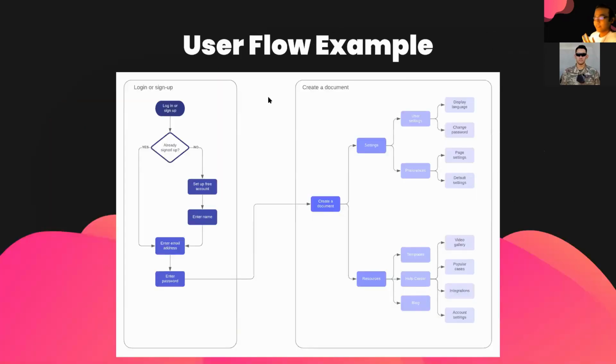And you can see here, this is a nice user flow example where on the left, you see the user, they come in with the sign in, and the arrows indicate which direction you will go after you are at the current component. So you see from login or sign up, you go to already signed up. And from there, you either go to enter email address or create a free account and register, depending on the kind of user that's there.